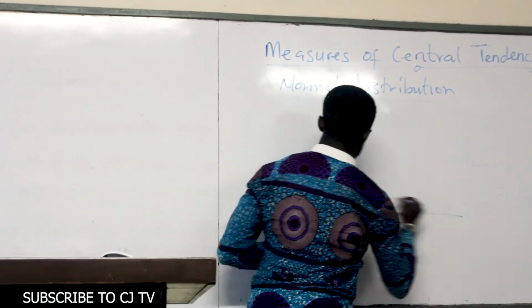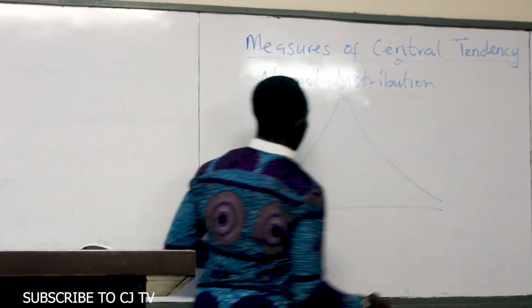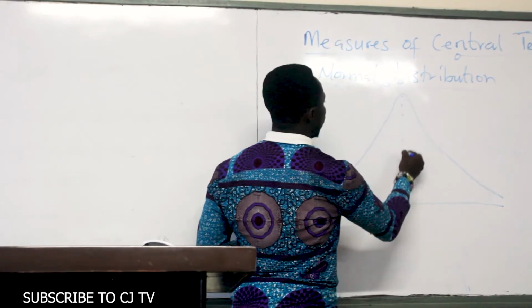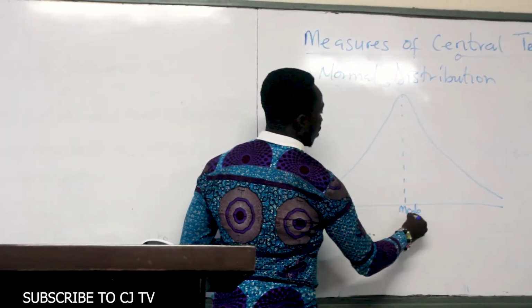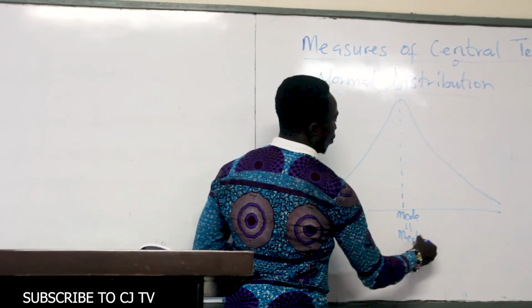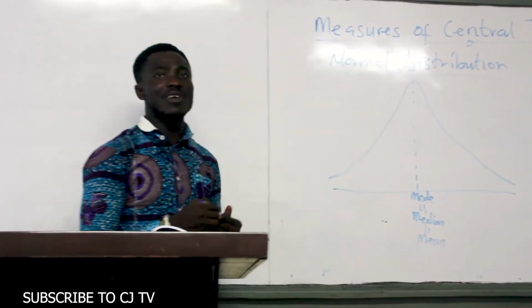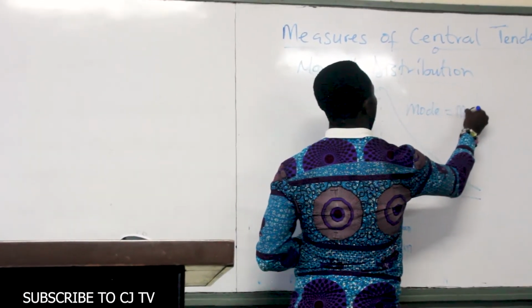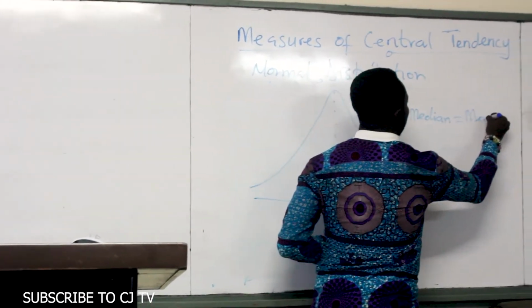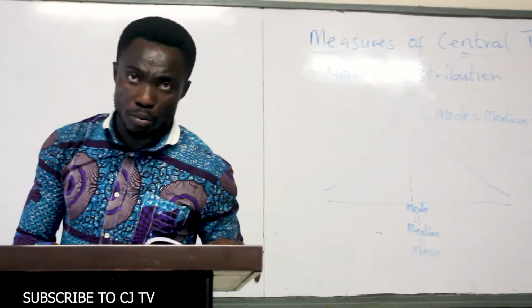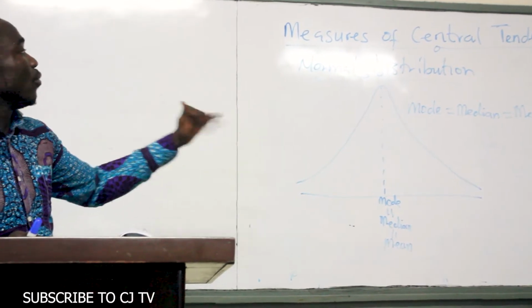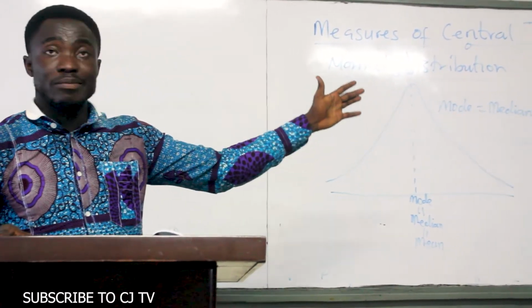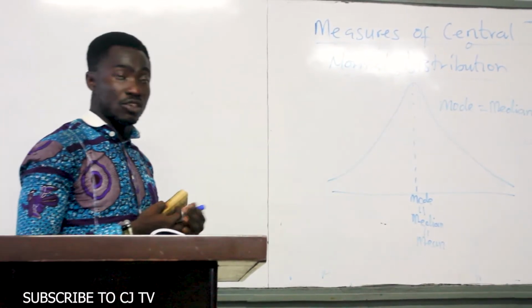Now, under normal distribution, whenever we refer to a distribution being normal, we say our mode is equal to our median, which is equal to our mean. So, whenever we say a distribution is normal, it means that our mode is equal to our median, which is equal to our mean. Then we can say that the distribution is normal. So bear in mind, the mode, median, and mean are the same when we talk about normal distribution.